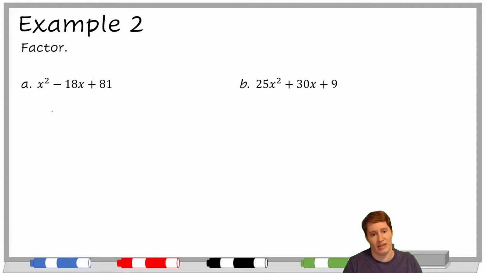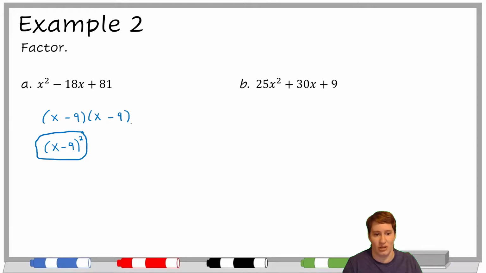So this is x squared minus 18x plus 81. So we need to figure out what multiplies to get 81 that adds to get negative 18, which would be negative 9 and negative 9. And since it's the same thing twice, we actually like to rewrite that as an x minus 9 with a squared on the outside. And so that would be our answer here. And what's happening is, again, we have perfect squares at work. And this is actually called a perfect square trinomial.